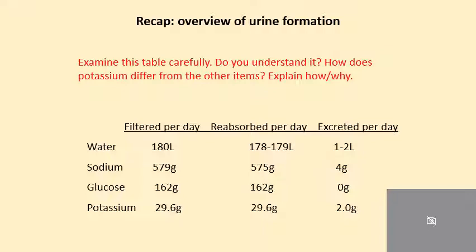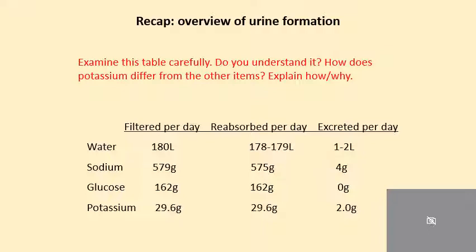Let's go row by row and then think about what's different for potassium. So water, you filter approximately 180 liters of water in a 24-hour period. You reabsorb most of that, and you excrete between 1 and 2 liters per day as urine. Sodium, you filter, here it's 579 grams. You reabsorb most of that sodium. What you didn't reabsorb gets excreted. 4 grams are excreted per day in urine.